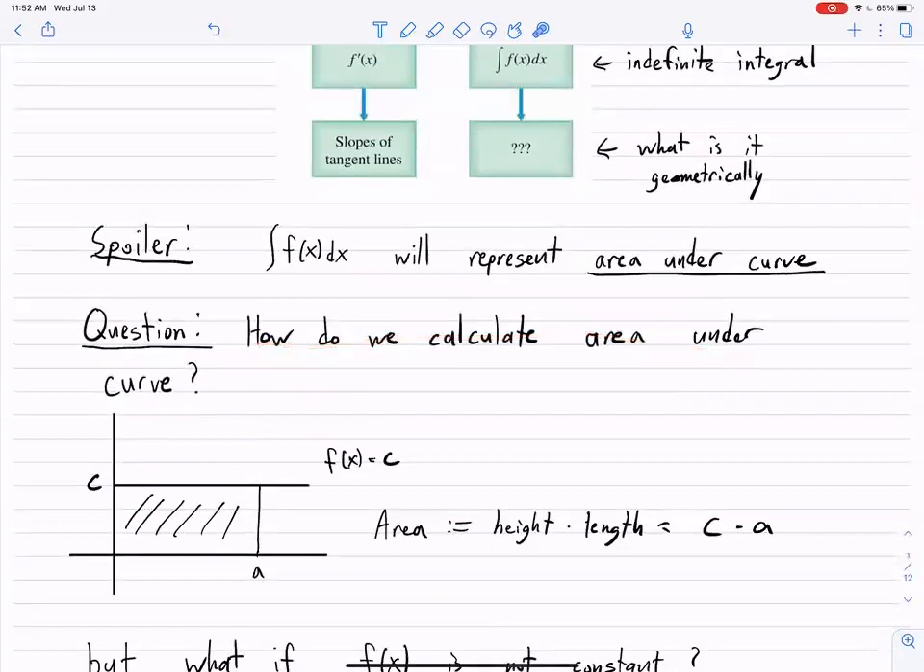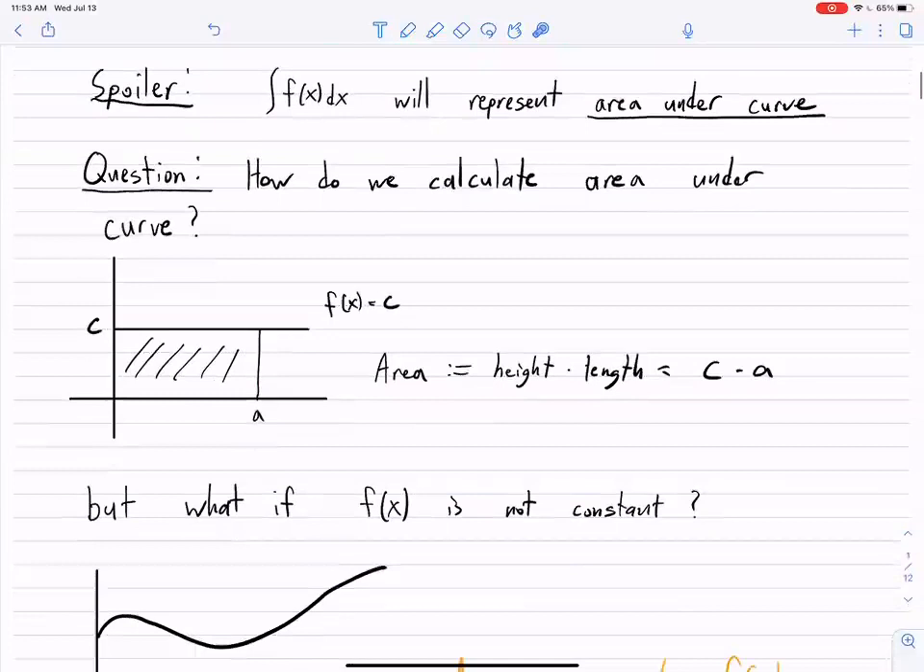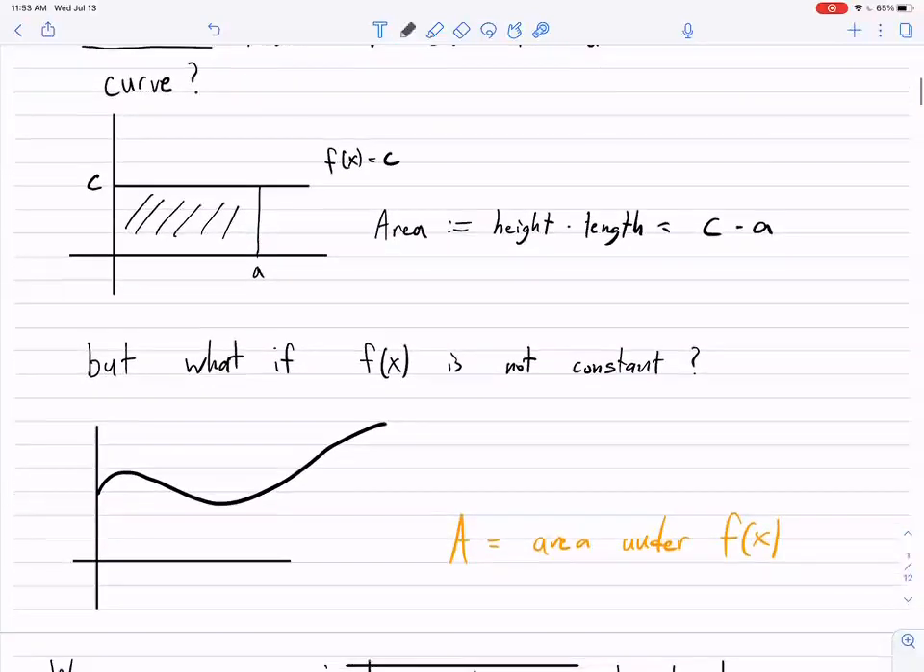If a function is just a constant, right? If you have a constant function, then for the area under the curve we can just use geometry. It's the area of this rectangle, and the area of this rectangle is just the height times the length, which is c times a. But what about if f of x is not constant?